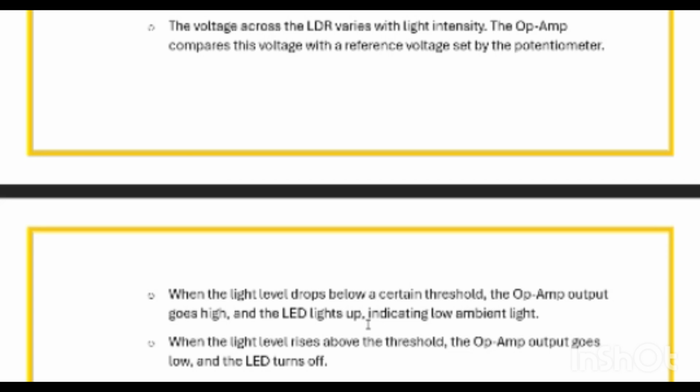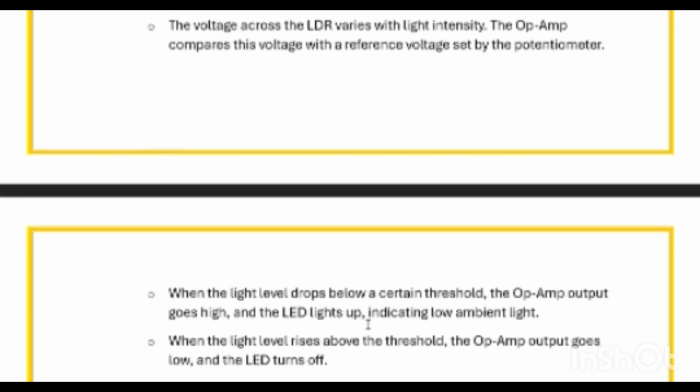Explain how the op-amp compares this voltage with the reference voltage set by the potentiometer. Detail how the output of the op-amp switches based on these comparisons. Where the voltage at the non-inverting terminal exceeds that of the inverting terminal, the output goes high, turning the LED on. When the inverting terminal voltage is higher, the output goes low and the LED turns off.